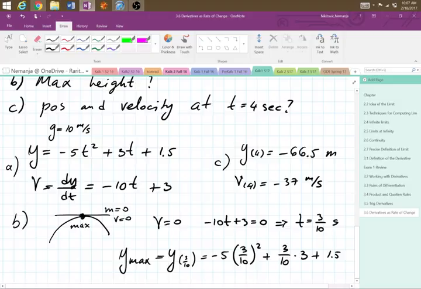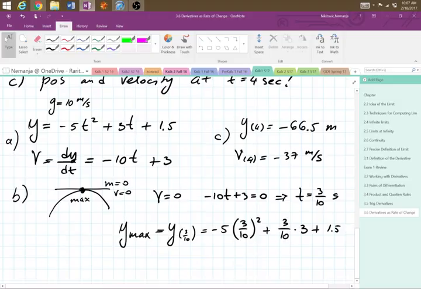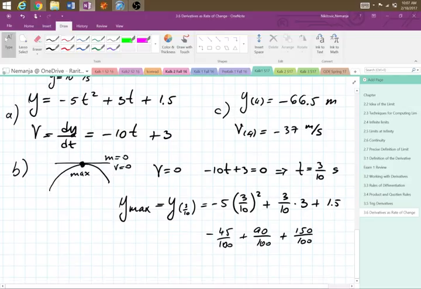So negative 45 over 100 plus 90 over 100 plus 150 over 100. That's 195 over 100. So 1.95 meters is the maximum height. Easy.